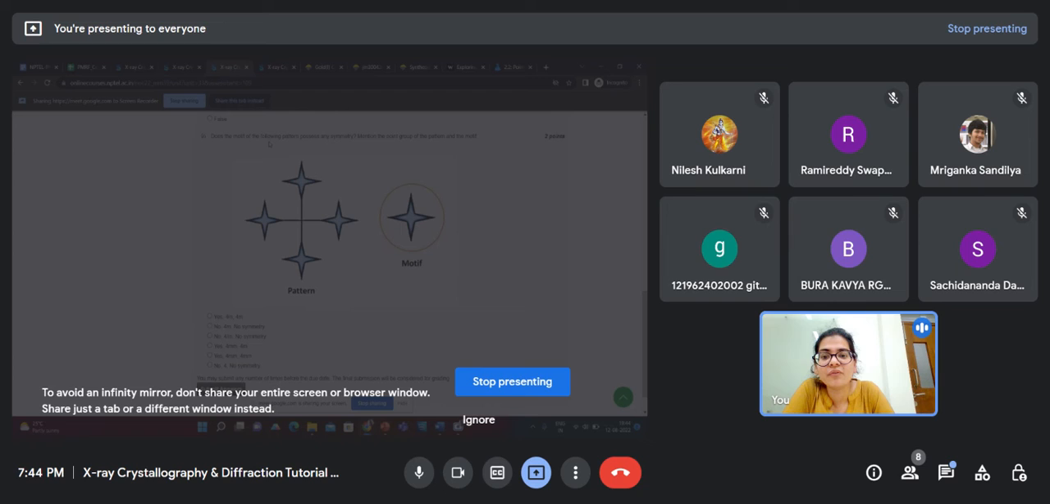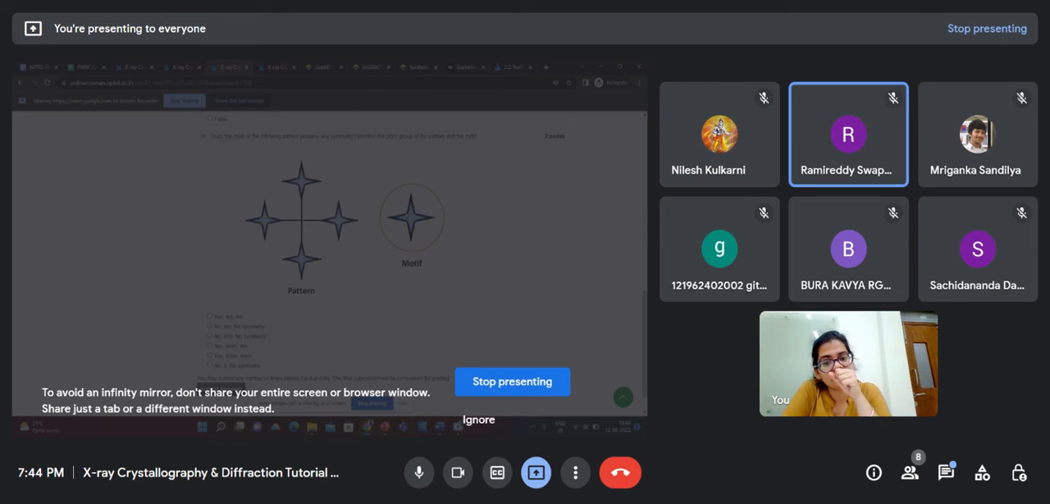Does the motif of the following pattern possess any symmetry? First of all, they have given one pattern here, and in this pattern, this is the repeating unit. They are telling that one motif is there, the smallest unit of this full pattern. So first they are asking, is any symmetry present in this motif?